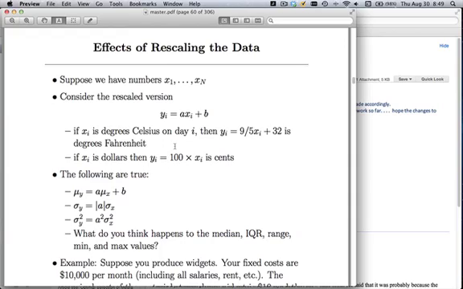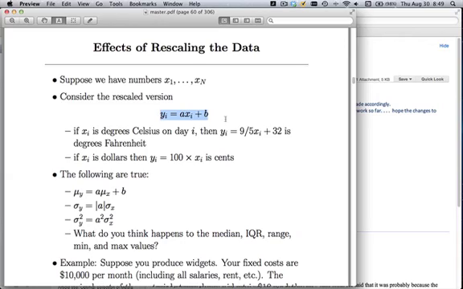Okay. So what do I mean by rescaling? Let's say that I've observed a bunch of data. So I have n observations. Very often I want to do something to those observations. Maybe I want to change the units. So a rescaled version is just any linear transformation of the x's.